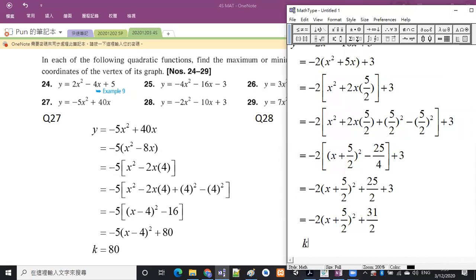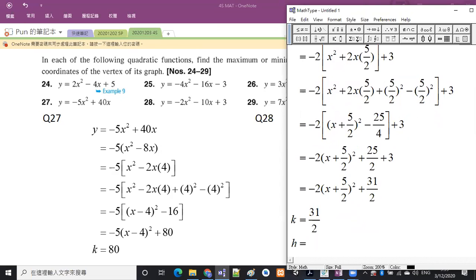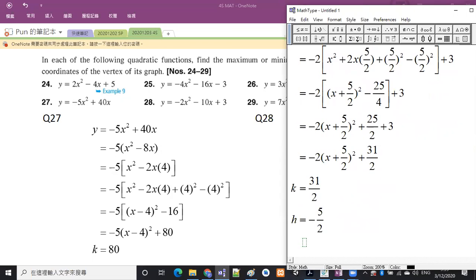So we may write down the k value. It's just 31/2. And then the h value will be when you put x plus 5/2 to be 0, then x will be -5/2. Okay, so at this time the a is -2, which is less than 0. So the graph opens downwards, and then we have a maximum point.